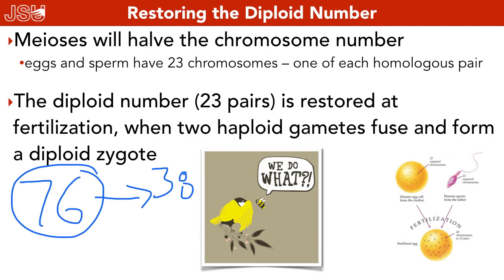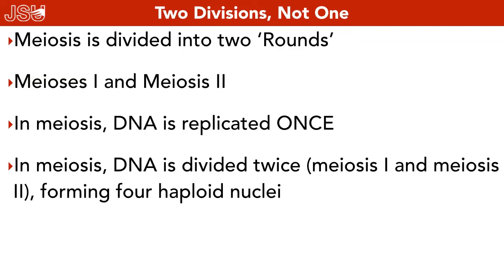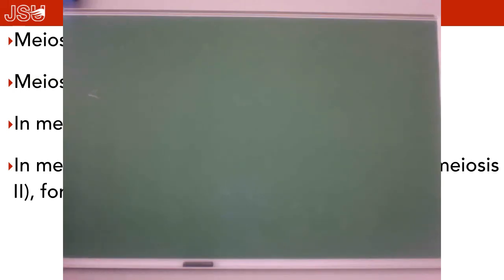All right, so now let's talk about the divisions here. There are two divisions in meiosis. That's why we say meiosis one and meiosis two, because there are two separate rounds, or I called them stages beforehand. In meiosis, DNA is replicated once, but it's divided twice. So let's give an example here. Let's say we got a weird one here. We got some organism.